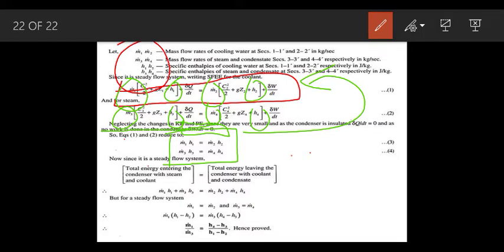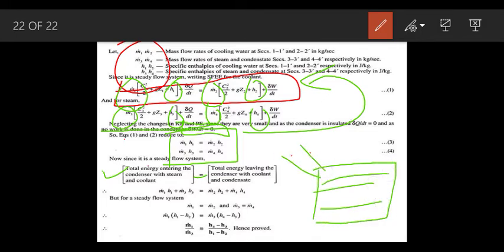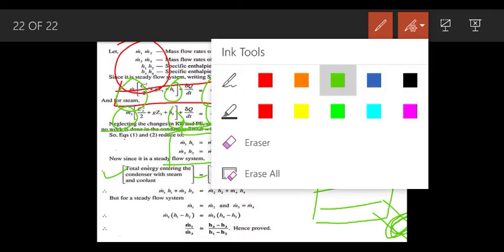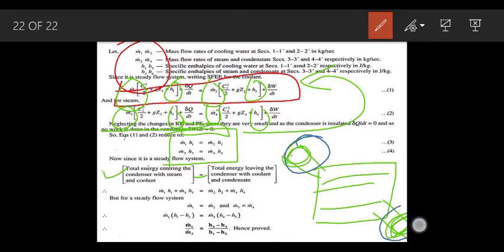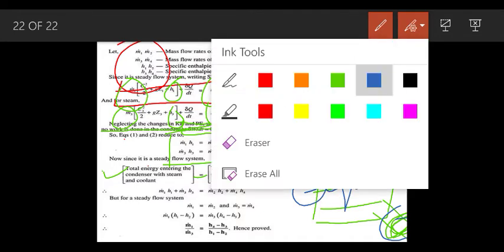Now what does this tell us? I am drawing a condenser. Now this is the condenser. The total energy entering the condenser with steam and coolant, at this part, and the total energy leaving the condenser with coolant and condensate are equal. That means this value and this value are equal. So it is represented over here.